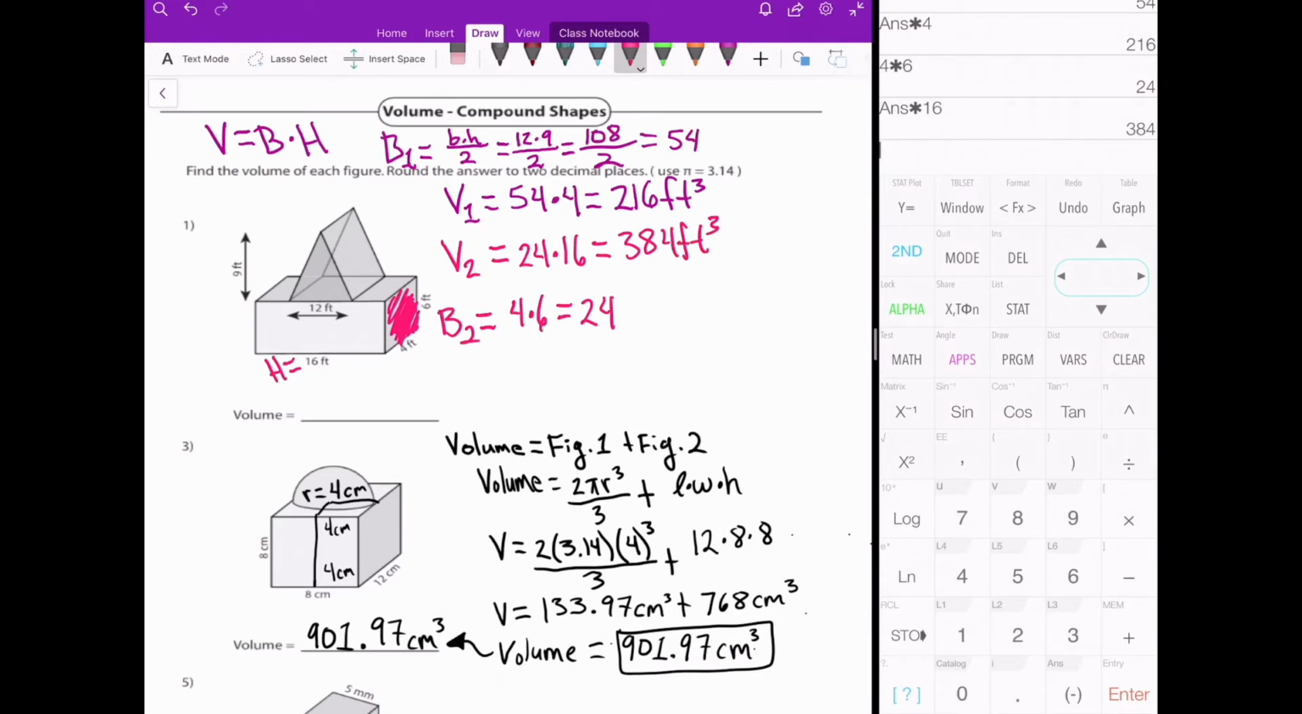So now I'm not done yet. I found the first volume and I found the second volume. Now what I have to do is just add them. So 384 plus 216 is going to give me my total volume. And my final answer, that's right, you guessed it, 600 feet cubed. So that is the total volume for these two composite figures, or compound shapes, however you want to say it. Box your answer. There you go. Again, if you want to do number 3, it is right there for your reading pleasure.